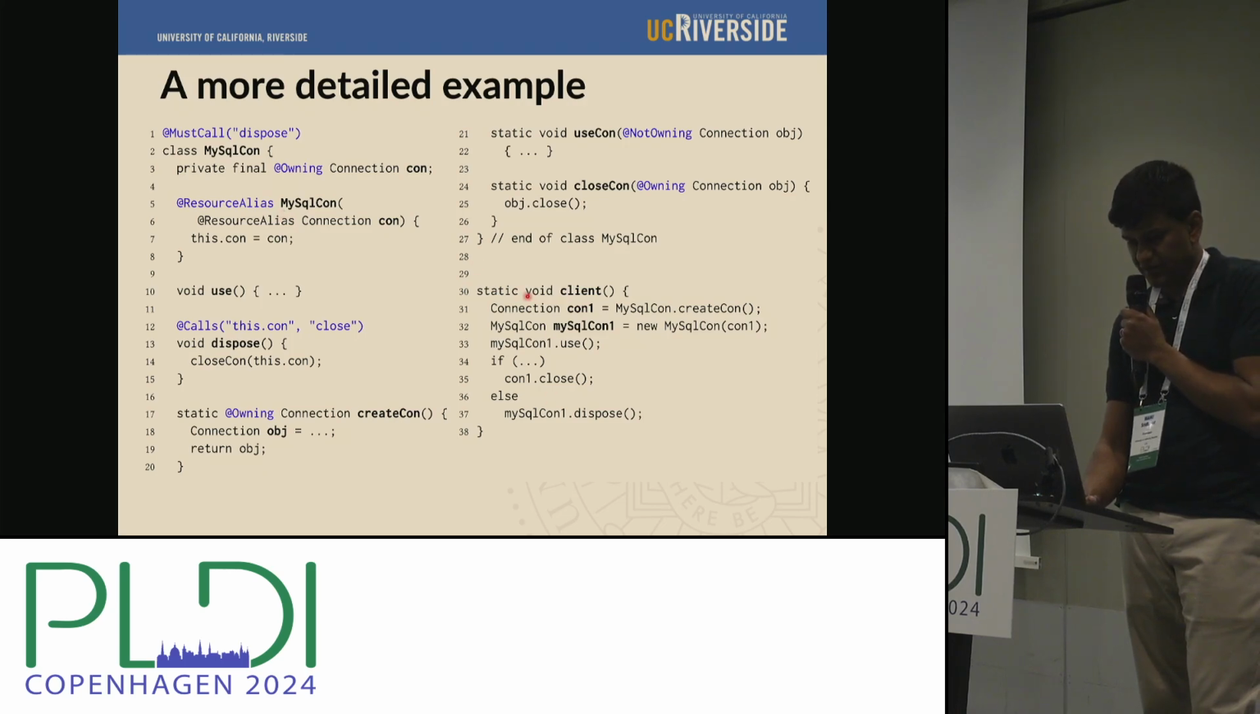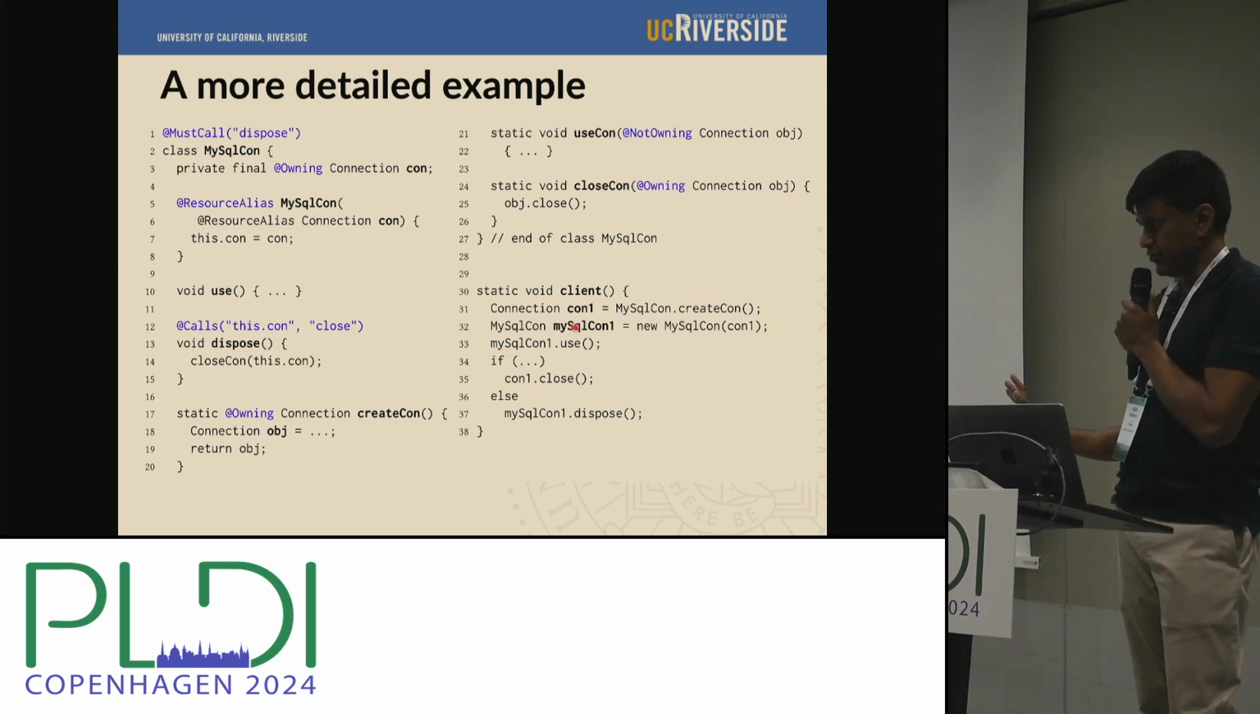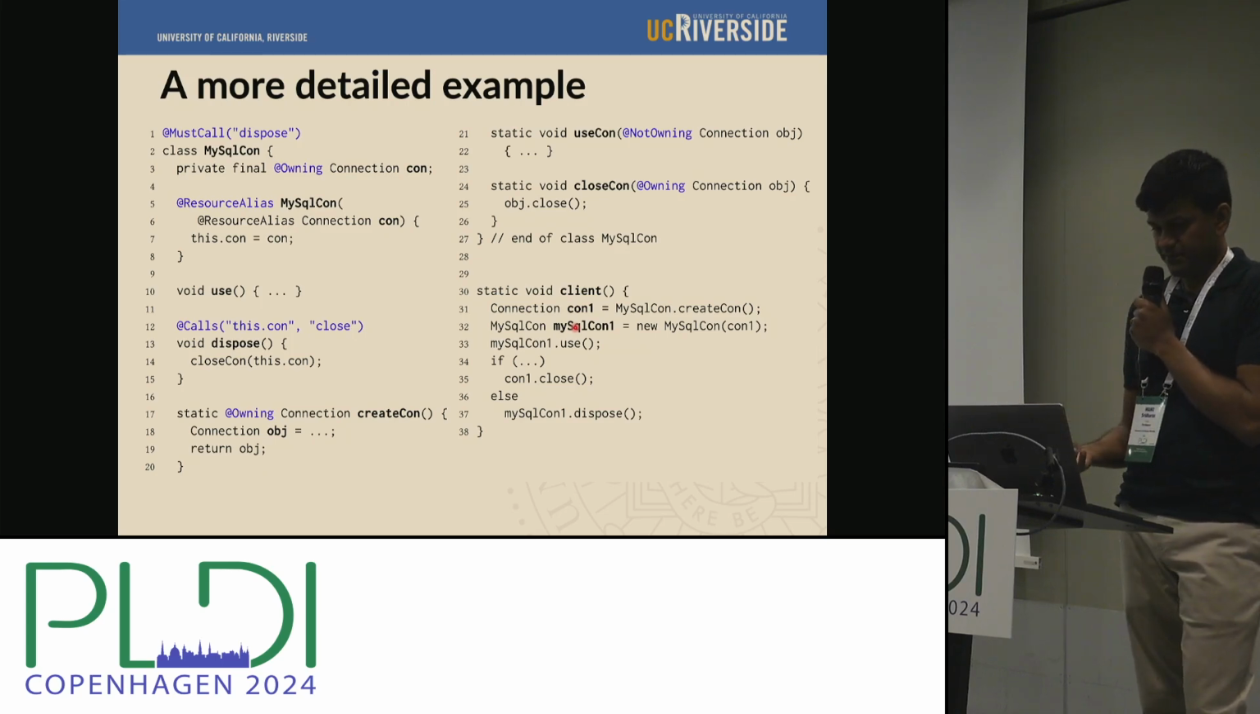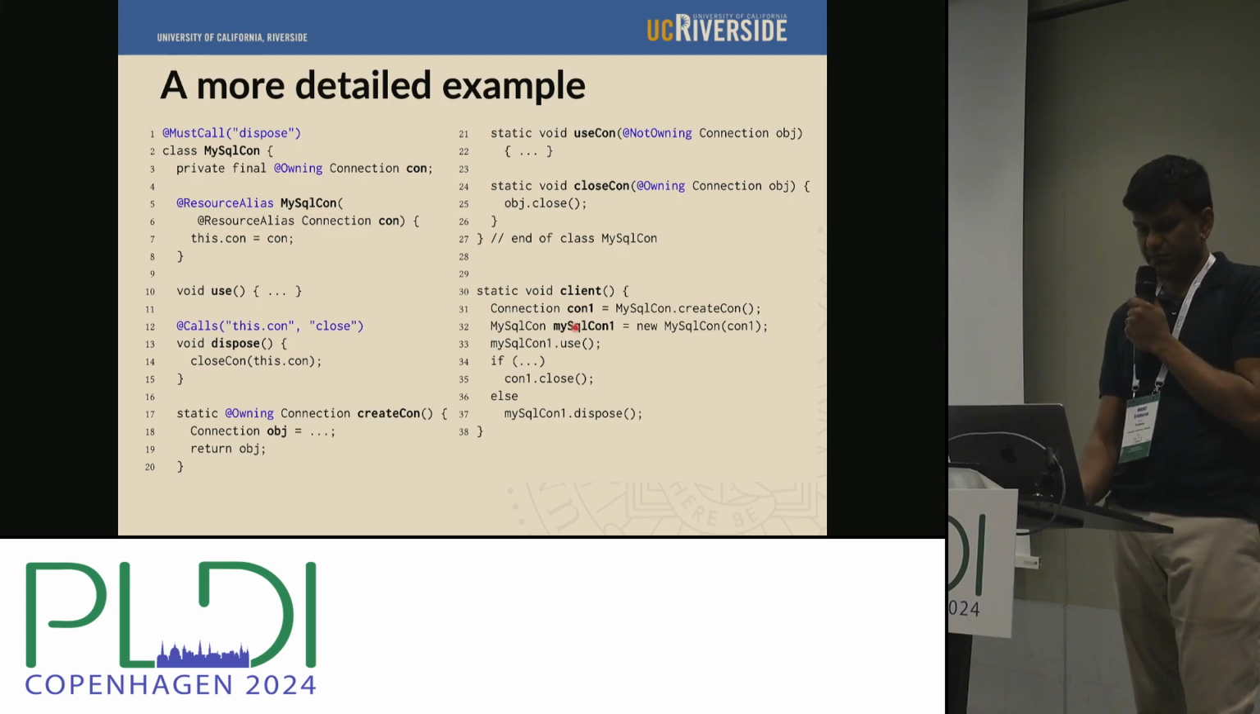That's what happens here. This code can be verified. In one case of the if, we close the connection directly. In the other case, we close the wrapper, and this passes our checker just fine because we know that they're essentially must aliases for the purpose of closing resources. But we need to check that this type is doing the right thing.